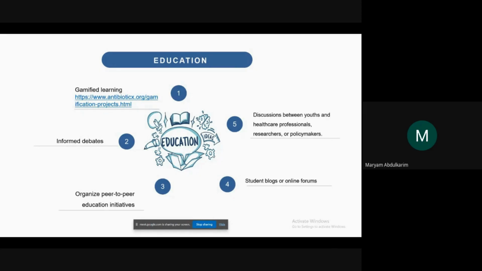For organizing peer-to-peer education initiatives, I believe the previous speaker also spoke a lot about this. Youth leaders can be trained to educate their peers, through workshops or presentations. We can also use engaging platforms like student blogs or Instagram, we're all on Instagram, to share fun facts and information about AMR, just to reach a wider audience. And I believe mobilizing a youth-led organization is a really good step that can enable discussion, especially between youths and either healthcare professionals, researchers, or even policymakers. And this can be another way of breaching the knowledge gap as well.